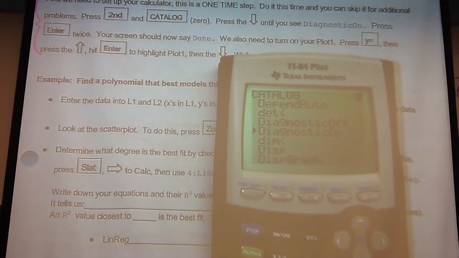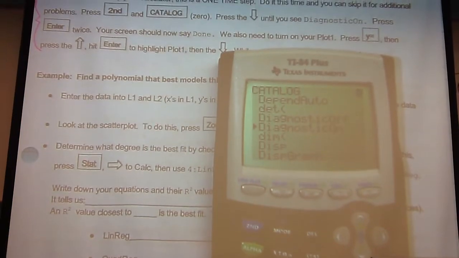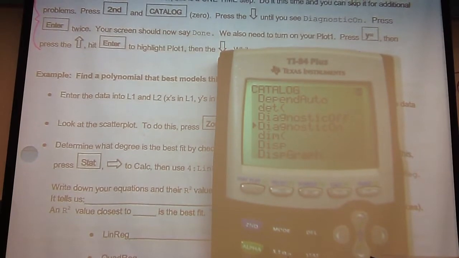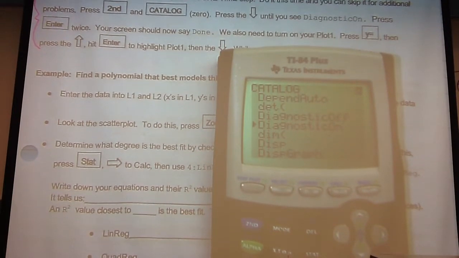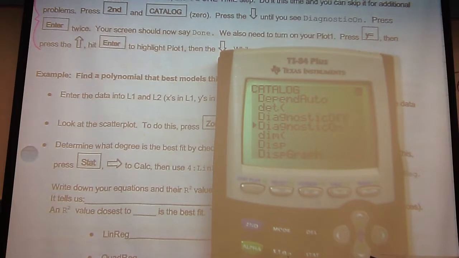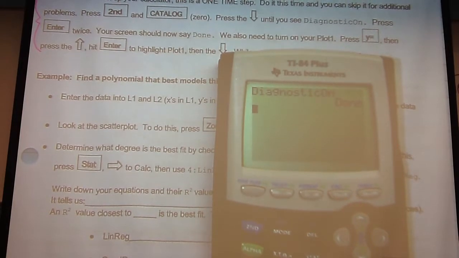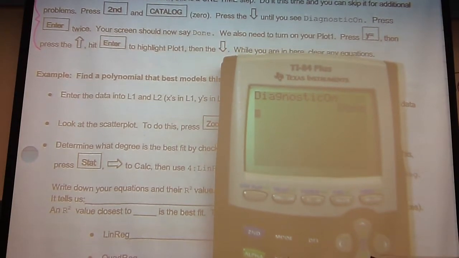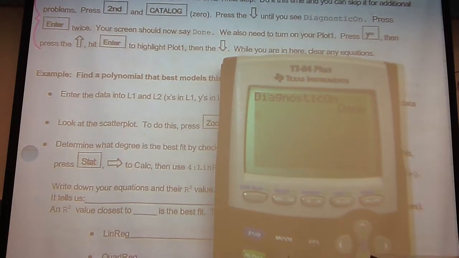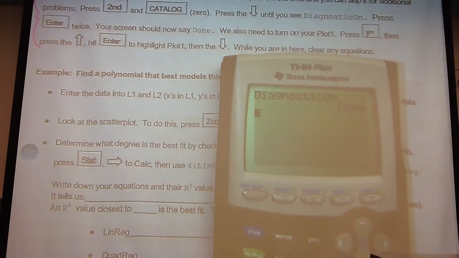Put your little arrow next to that. Give me a thumbs up when you're there. Alright, press enter 2 times and your calculator screen should say done. Give me a thumbs up when that's done.